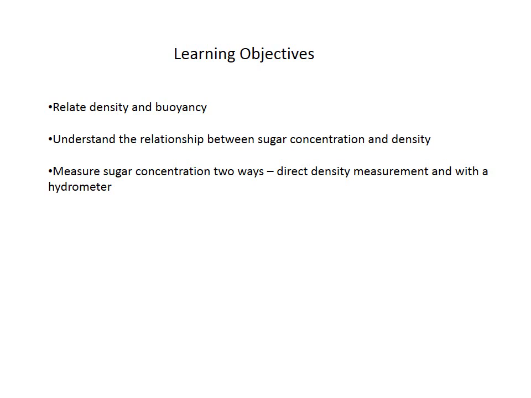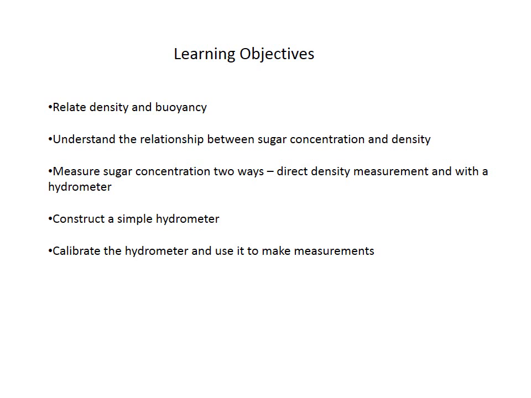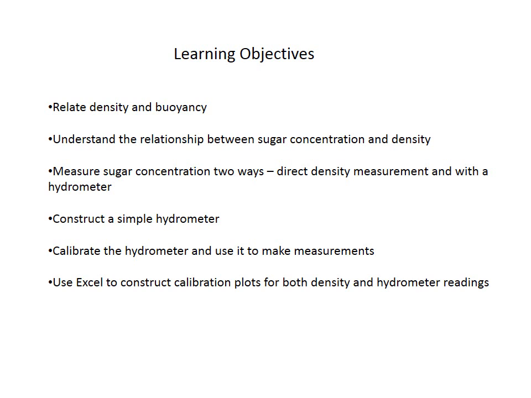We'll also want to be able to measure the sugar concentration and get to it indirectly in two ways. One is by using direct density measurements, where we just measure the density of the solution. The other one is where we use a hydrometer. You'll also be able to construct a simple hydrometer, sort of like arts and crafts time here, little pieces of paper and lead shot and things like that. You'll calibrate your hydrometer and use it to make measurements of percent sugar.